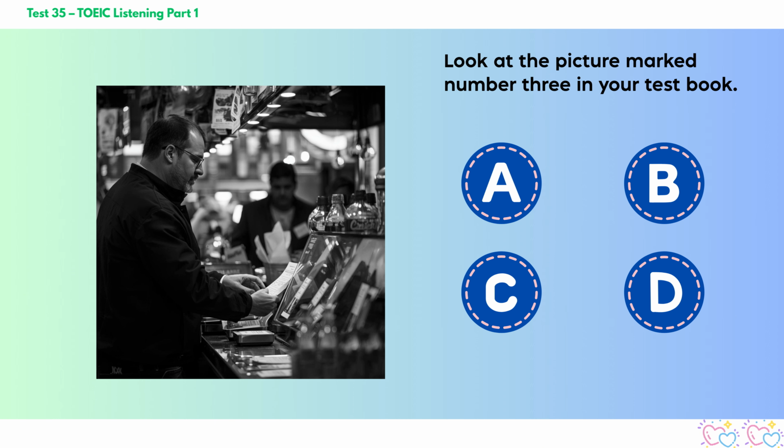Look at the picture marked number 3 in your test book. A. The man is waiting for his turn. B. The cashier is using a register. C. The man is placing an order at the counter. D. Customers are leaving the store.